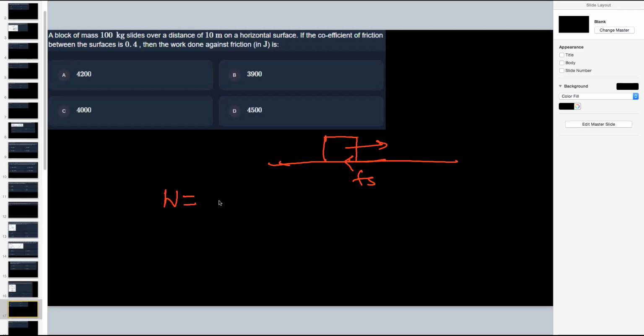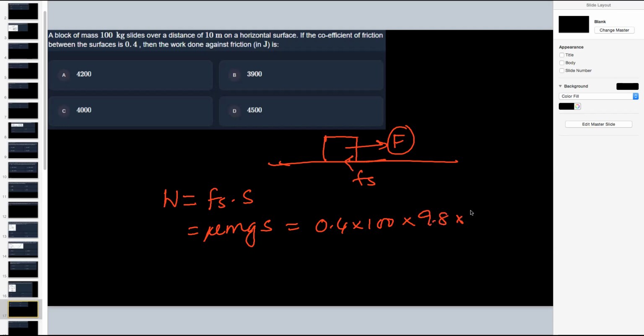Simply, work done against the friction is frictional force into distance. It is mu mg into s. Suppose you are asked to find the work done by the force, you take force into distance. Now what is the work done by frictional force? This mu is 0.4, it is given. m is 100. The value of g is not given here. You take the value of g as 9.8. And what is s? 10 meters.